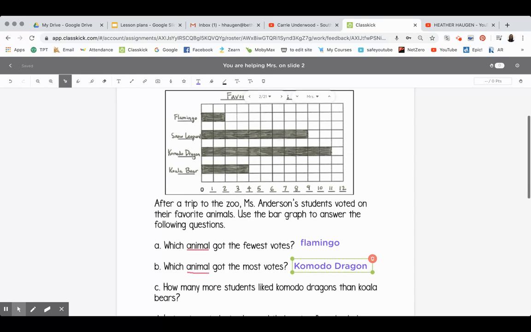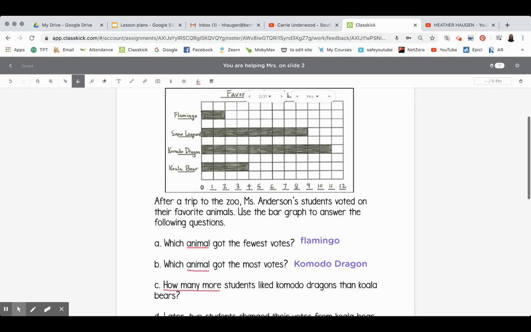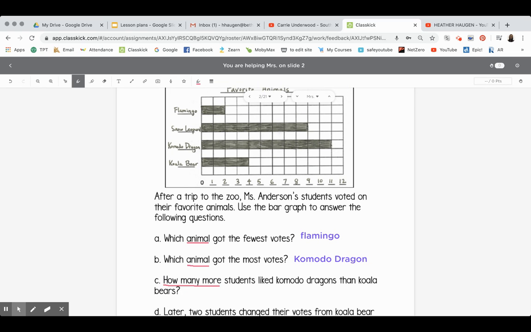Okay? C. How many more students, okay, so how many more, now I'm back to numbers. How many more students liked Komodo dragons than koala bears? Well, when I look at these numbers, Komodo dragon has 11. I'm going to write that down. And koala bears has 4. So I'm going to write that down too.